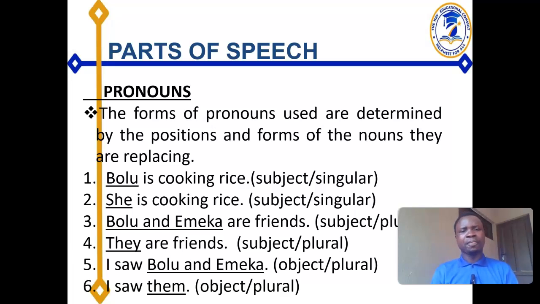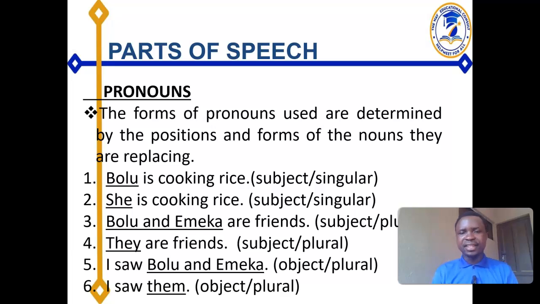Are we following? So let's look at this. Bolu is cooking rice. In the earlier example, Bolu functions as a subject, right? And then Bolu is also singular. That's why you are going for what? She is cooking rice. She replaces Bolu in sentence 2. However, assuming you have it after the verb, instead of she, it's going to be what? Her, right? Don't forget that.